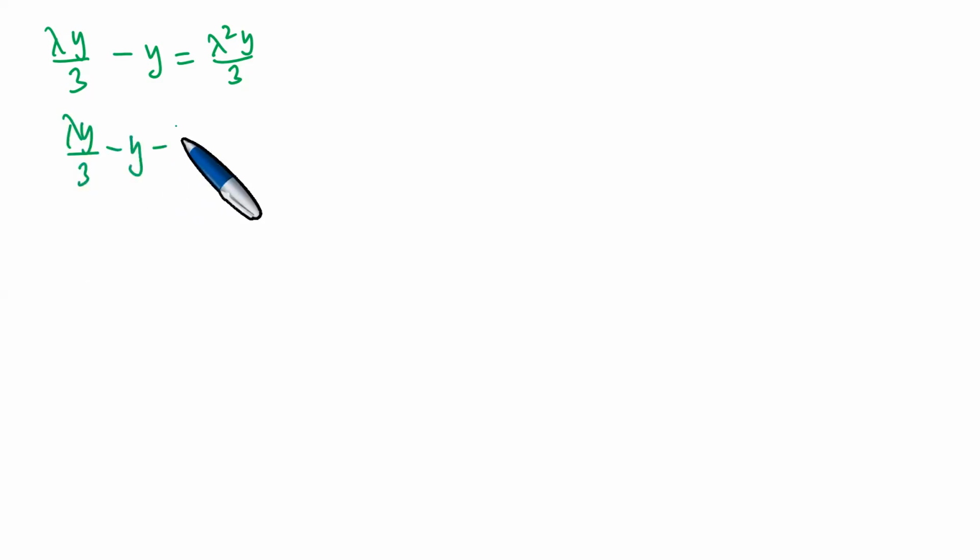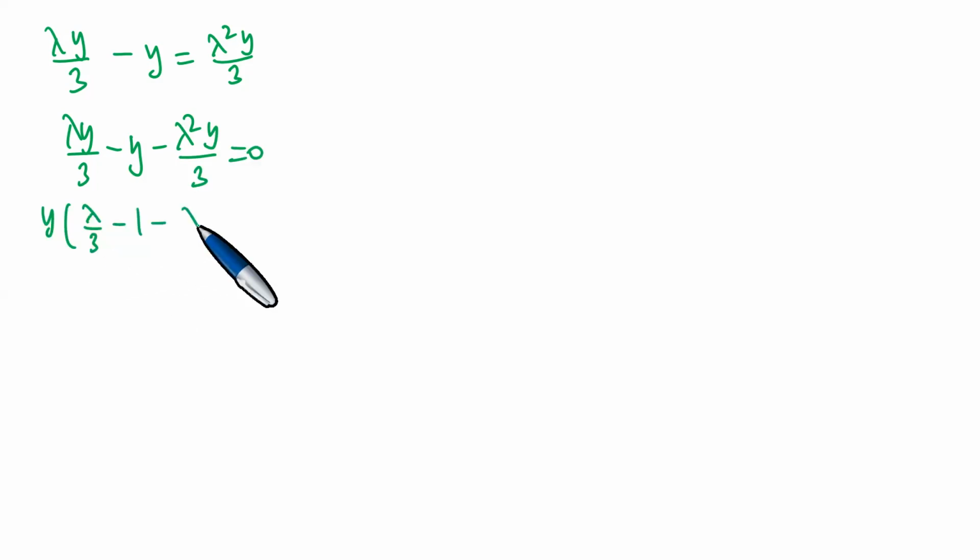So you can write this one as lambda y out of 3 minus y minus lambda squared y out of 3. These are typical exam questions. They're not just stories. These are the kinds of things you'll see tomorrow. So you have lambda out of 3 minus 1 minus lambda squared out of 3. This equals what? 0. And what do we get at this point?